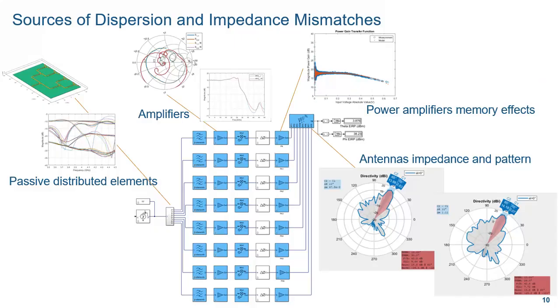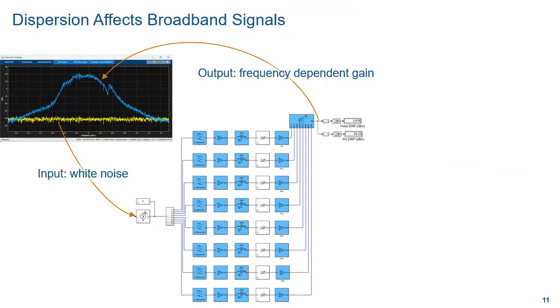As an example, we feed our transmitter with a 4 gigahertz bandwidth white noise signal, indicated here in the spectrum analyzer with a yellow waveform. When we inspect the output, that is the blue waveform on the spectrum analyzer, we see that the output is not flat over frequency. It has notches, it has ripples. This is a factor of dispersion and impedance mismatches. Even if the transmitter is perfectly linear, the output will be distorted.